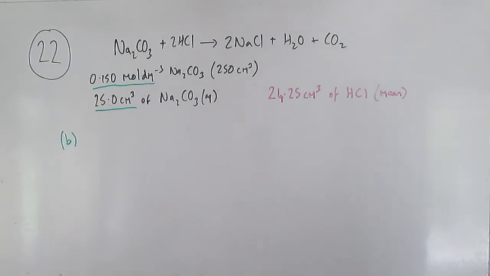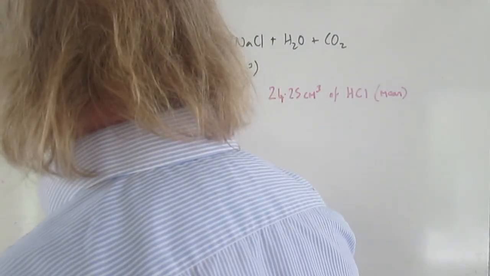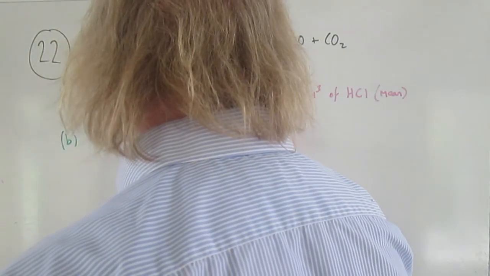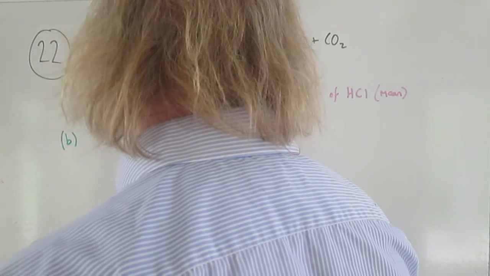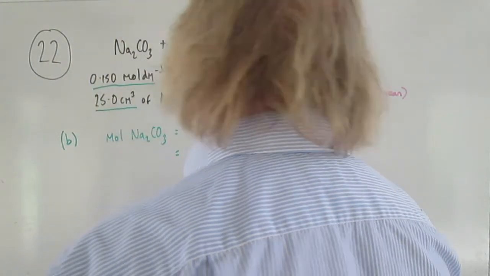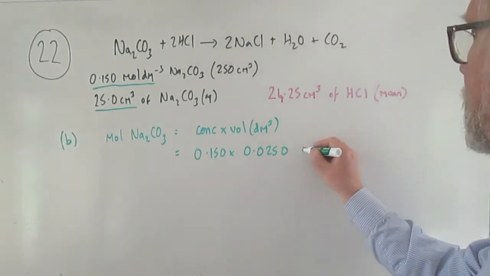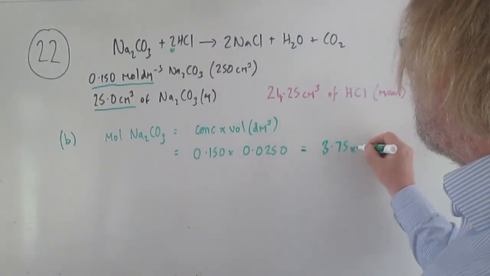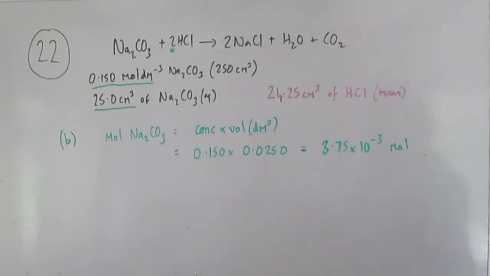And so we have to just do the usual thing and say that the moles of Na2CO3 is concentration times volume in dm cubed, which is 0.150 times 25 cm cubed divided by 1000 is 0.0250 dm cubed, which equals 3.75 times 10 to the minus 3 moles, or 0.00375 if you like.